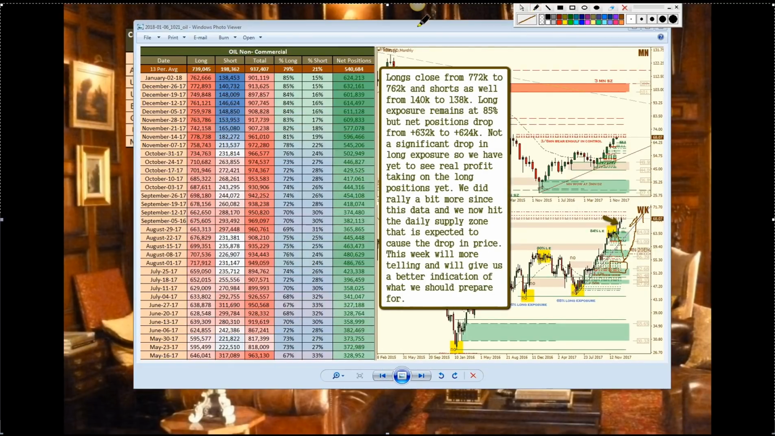What do we see with oil? Institutions close a little bit of their long positions, reducing longs from 772,000 to 762,000. That comes as we get this push upwards here. So we get a push upwards, and they close off some longs for some profit taking. Shorts pretty much remain cooled off, but look at this. I mean, we're still at 85% long exposure. So that's very high. Right now we're reacting from a daily area of supply, and it's this area that I'm expecting price to drop from.